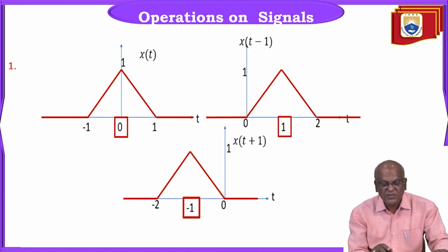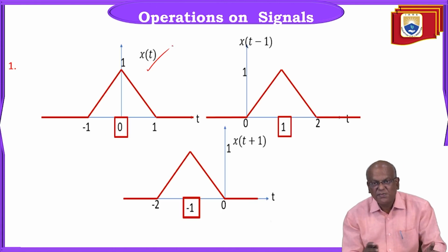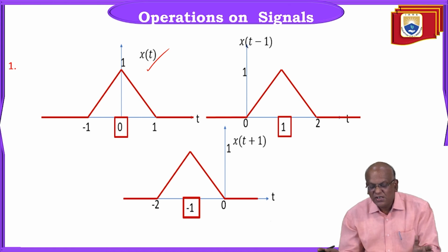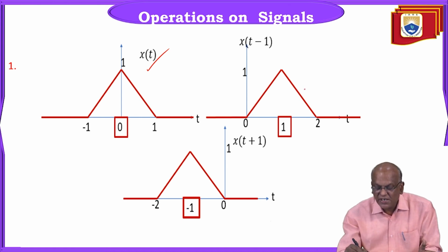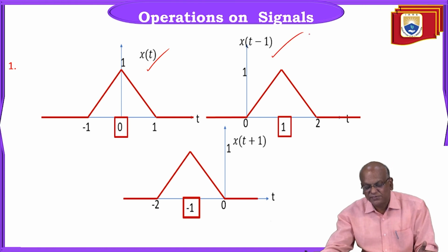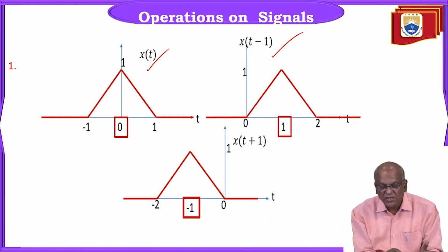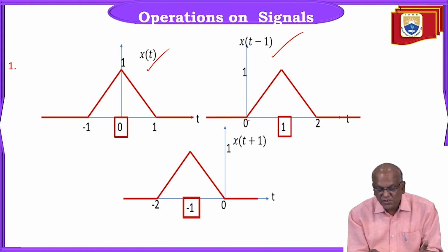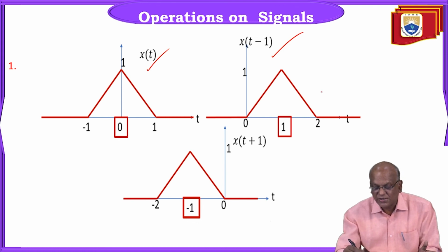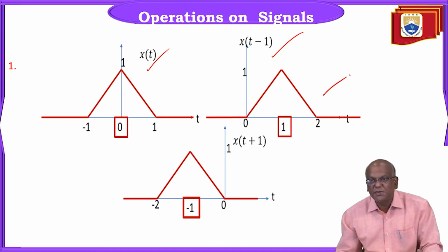Let us see. Suppose x of t is the original signal. It is shifted by an amount of 1 towards the right hand side. It is indicating a delay operation. That means each time minus 1 is shifted to 0, and 0 shifted to 1, 1 shifted to 2 in this case. But it does not change the shape of the signal.